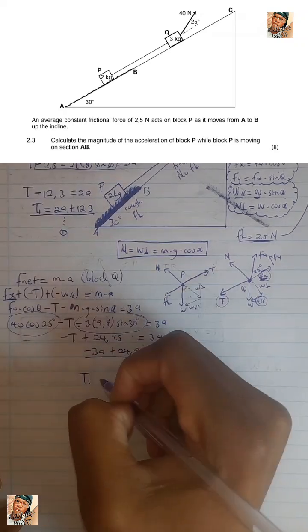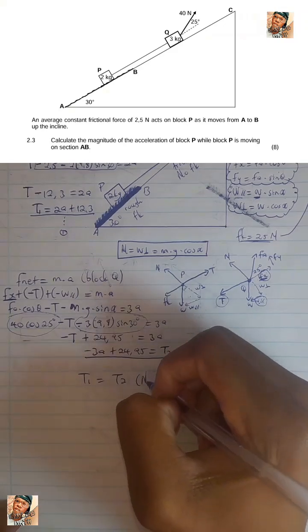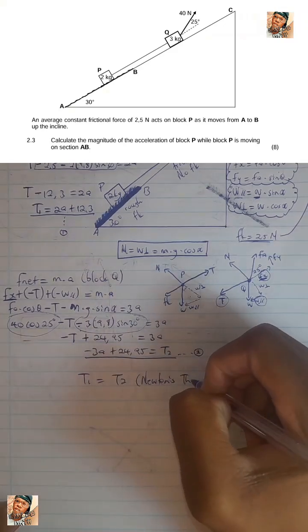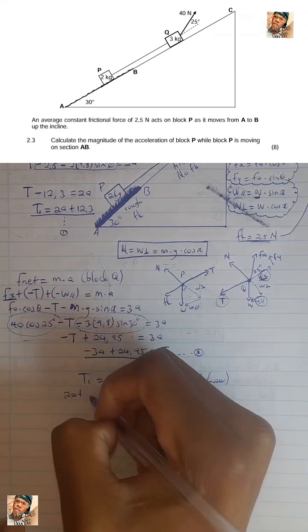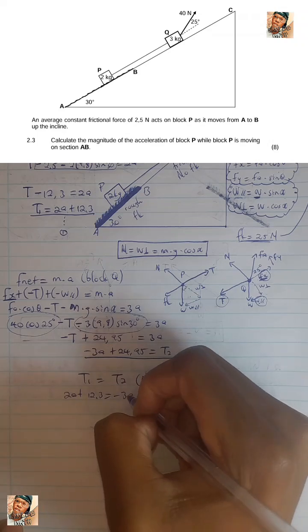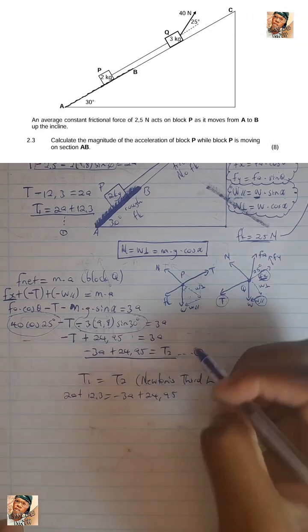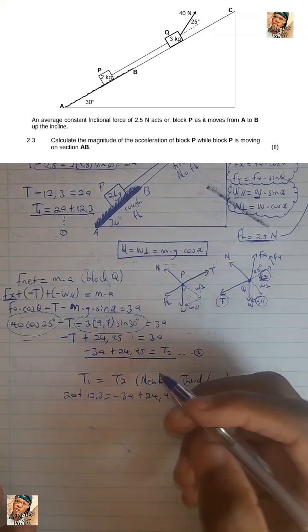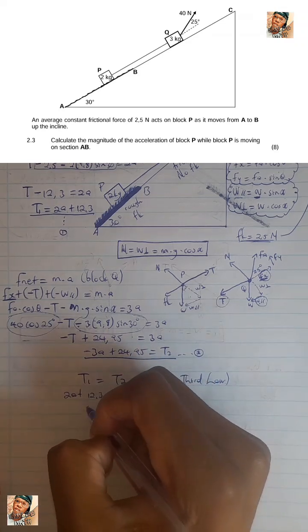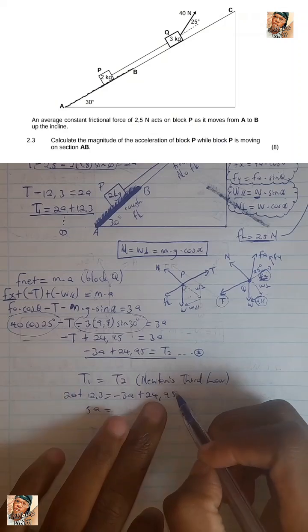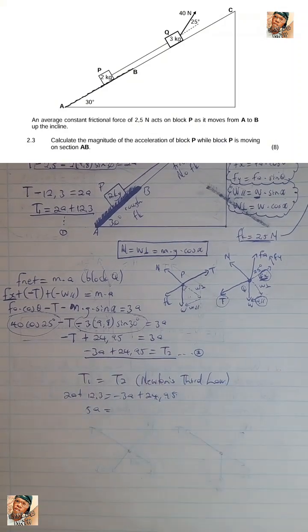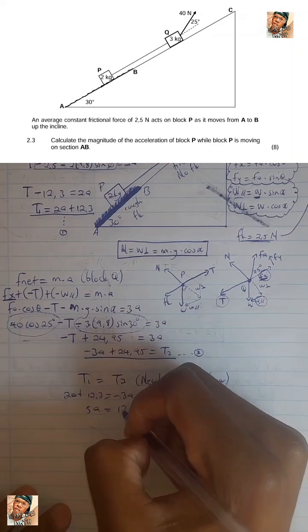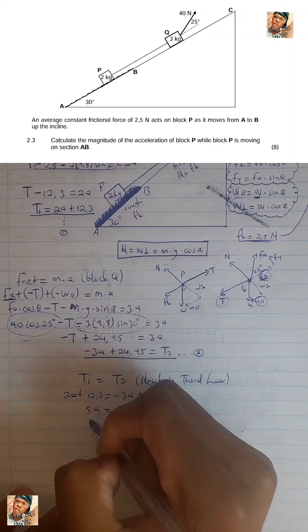We're going to have T1 is equal to T2 because they're the same force. So this is Newton's third law. T1 is 2A plus 12.3. T2 is negative 3A plus 24.95. So we're going to take negative 3A to the left hand side and it's going to become positive. So we're going to have 2A plus 3A, which is simply 5A, which is equal to 24.95. When you take positive 12.3 to the right hand side, it becomes negative. So we're going to have 24.95 minus 12.3. Let me put it into the calculator. The calculator gives me 12.65. And then we're going to divide both sides by 5.